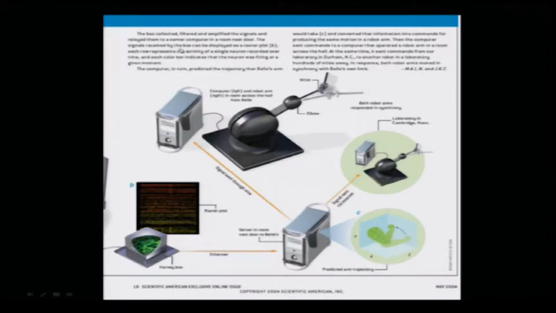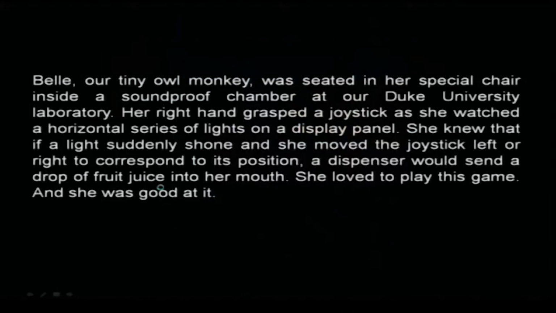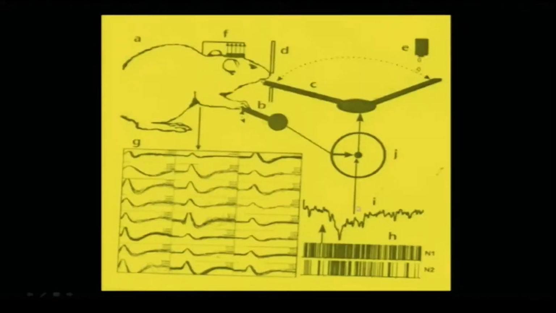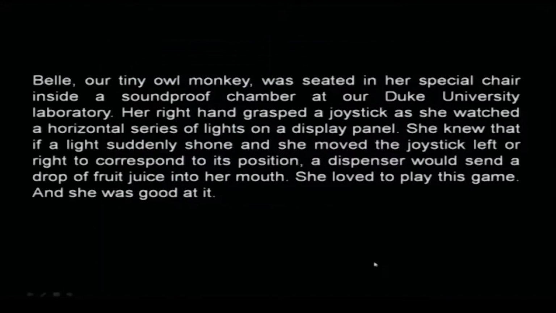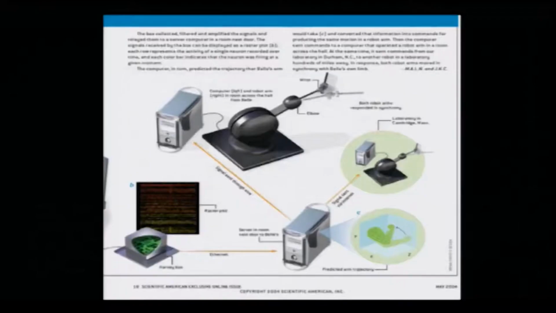The signals received by the box can be displayed as a raster plot. This is a similar raster plot to the one I was showing you earlier. This raster plot tells from which region of the cortex these signals are coming. So, it is basically a field potential plot. It tells you this area is active, or from which electrode the signals are passing through. You can really draw the whole map by looking at the complete raster plot.